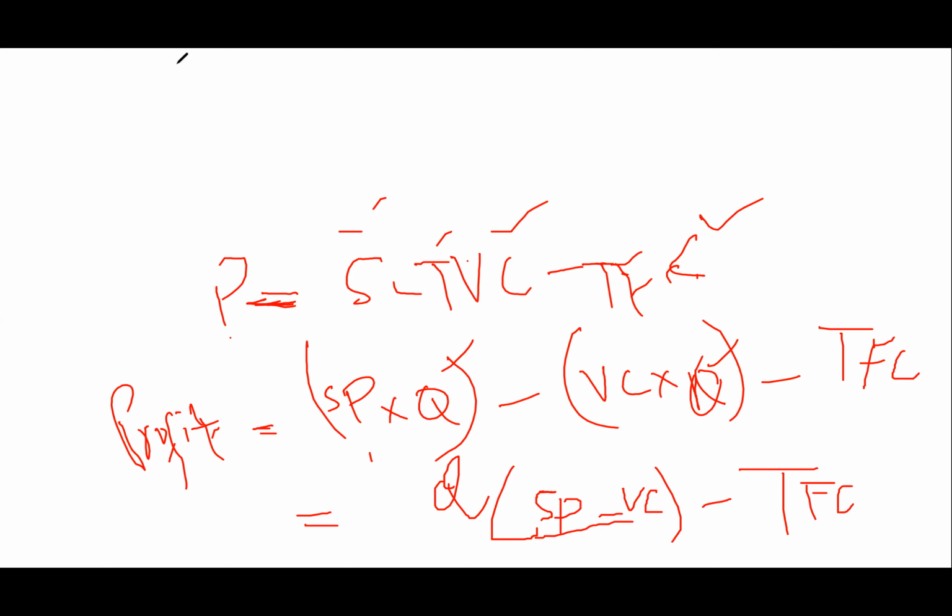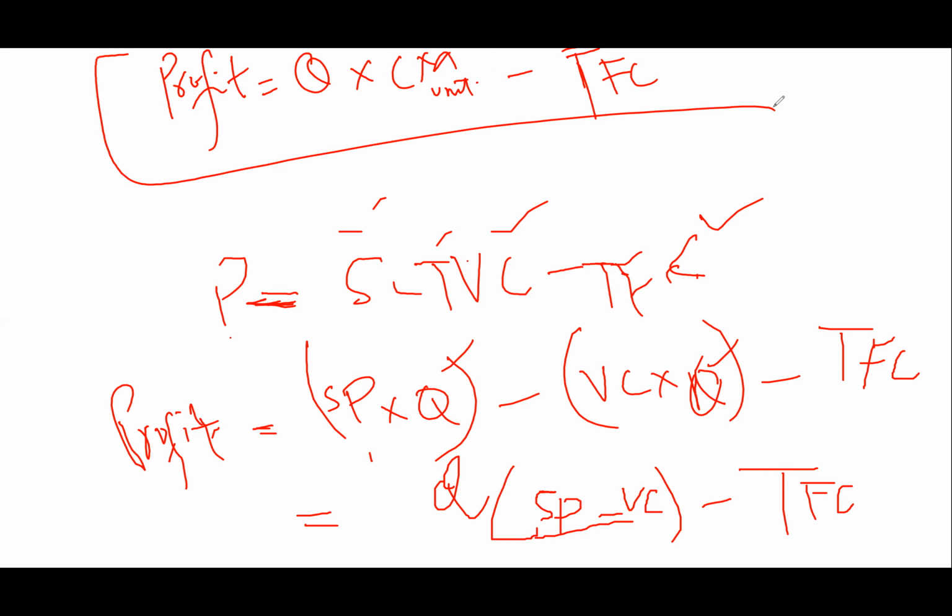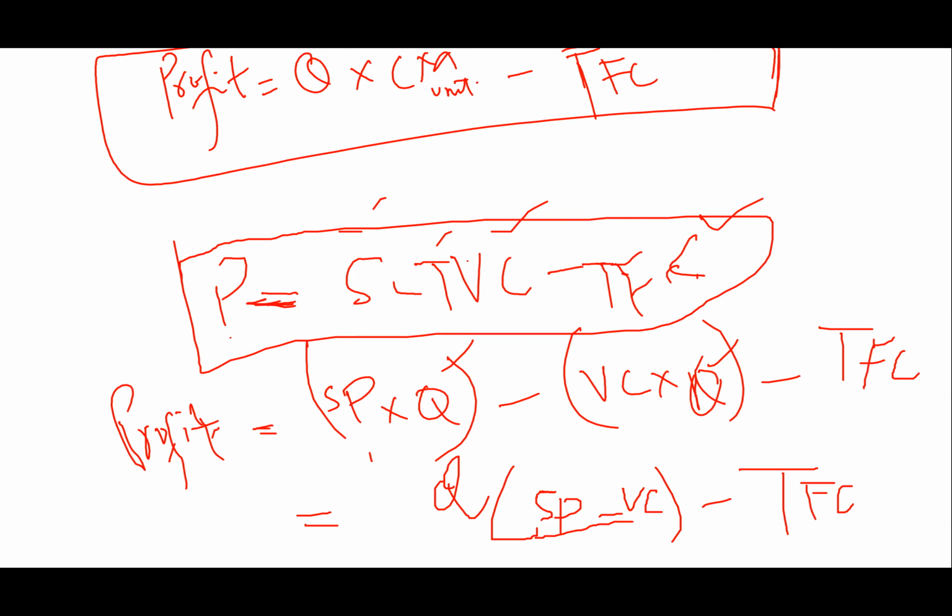So the formula is going to be that profit is going to be Q into CM per unit minus total fixed cost. This is just the rearrangement of the formula we found from the simple equation that profit is equal to sale minus total variable cost minus total fixed cost. So all of the future discussion will depend on this formula.